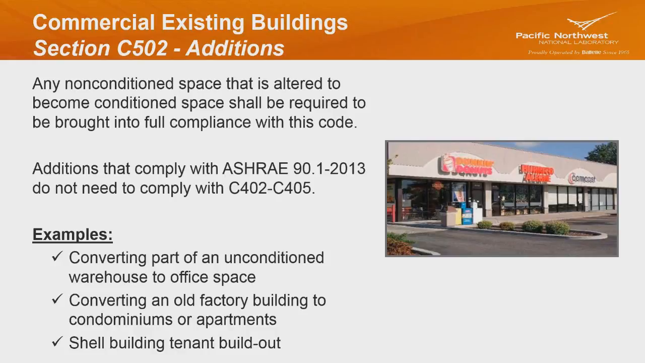So what are some examples? If I'm converting an unconditioned warehouse to an office space, that's one. Let's say I'm taking an old factory building and I'm going to convert that into condominiums or apartments. That's another one that needs to meet full compliance and it could be considered an addition. Or it's a shell building tenant build out. This is most popular. Here are retail strip malls that are getting ready to be leased, and the lessee is the one that's responsible to bring that space up to code. It gets really tedious if they have to bring the building envelope up to code.